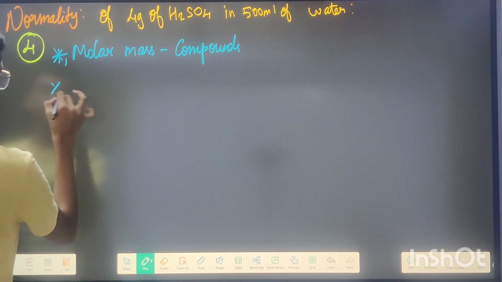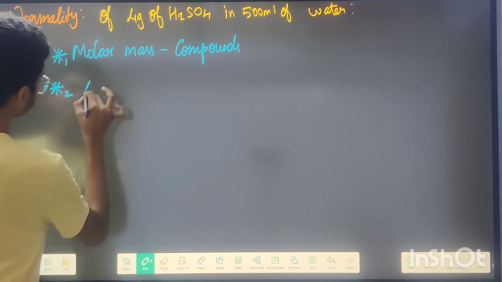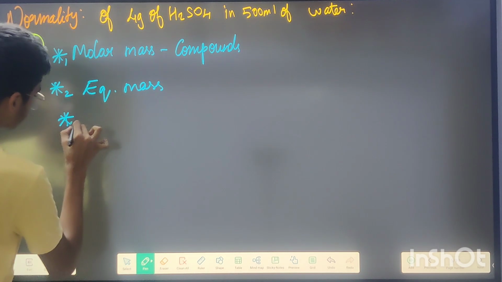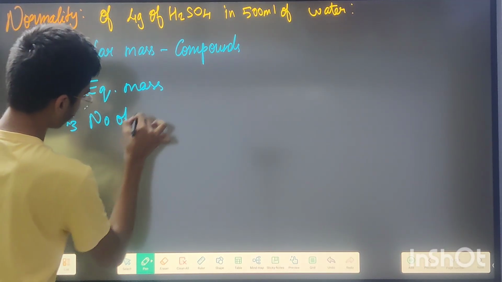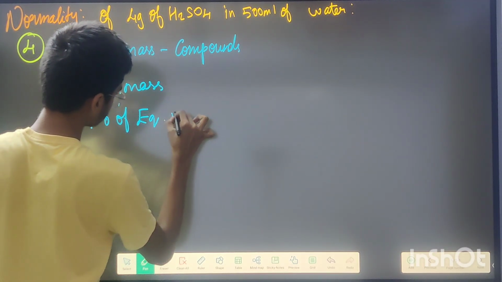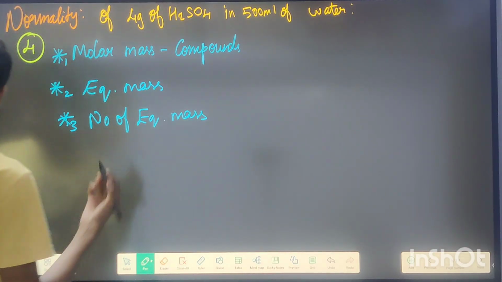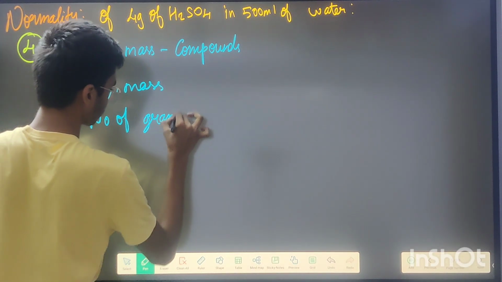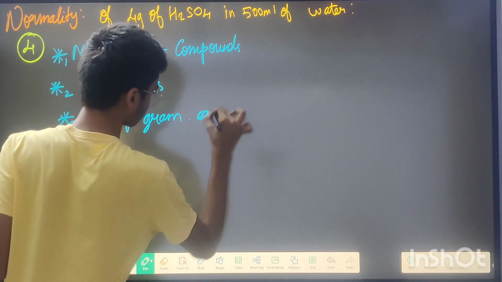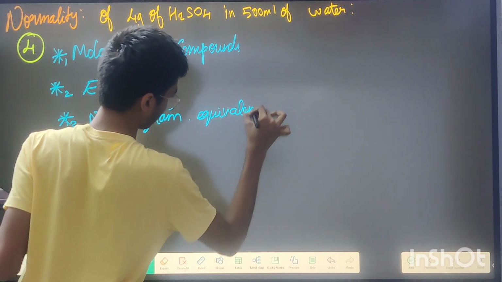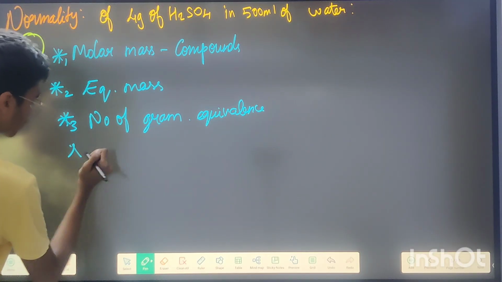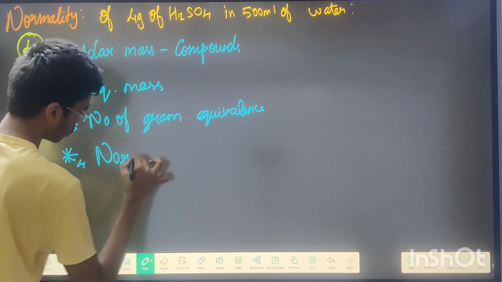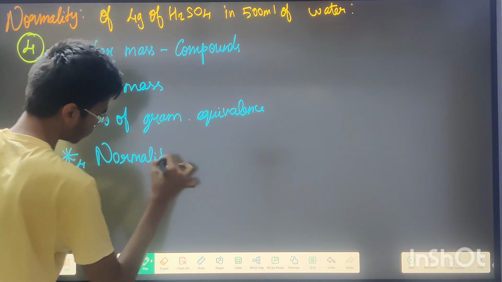Then your second step is to find the equivalent mass. Then your third step is to find the number of gram equivalents, not mass, just the number of gram equivalents. Then your fourth step is what? To find the normality.